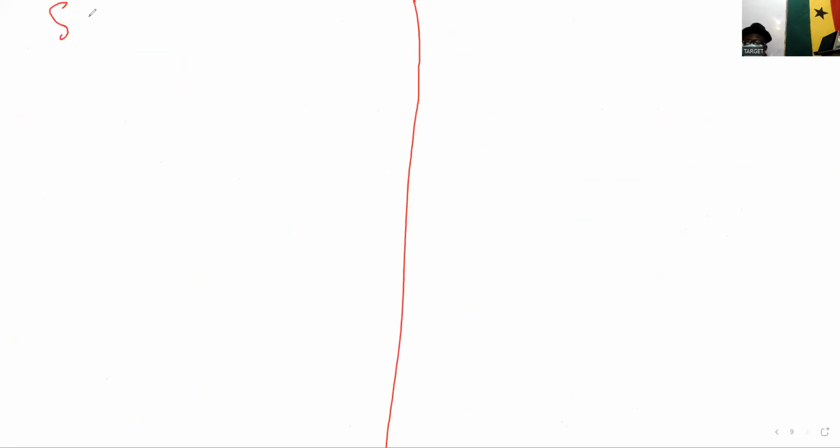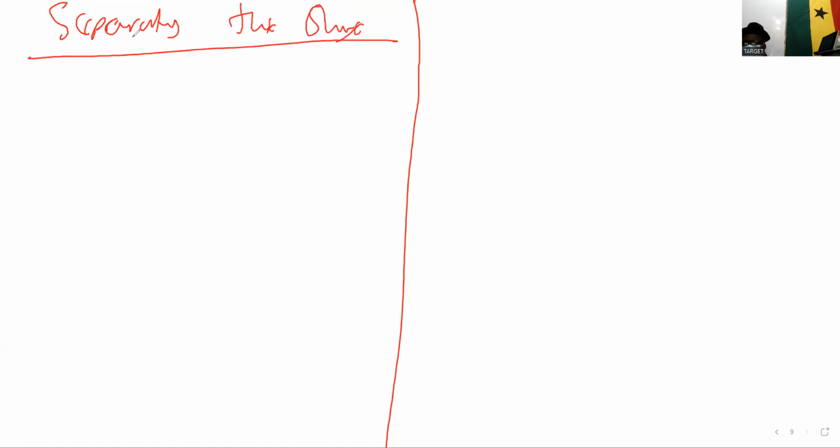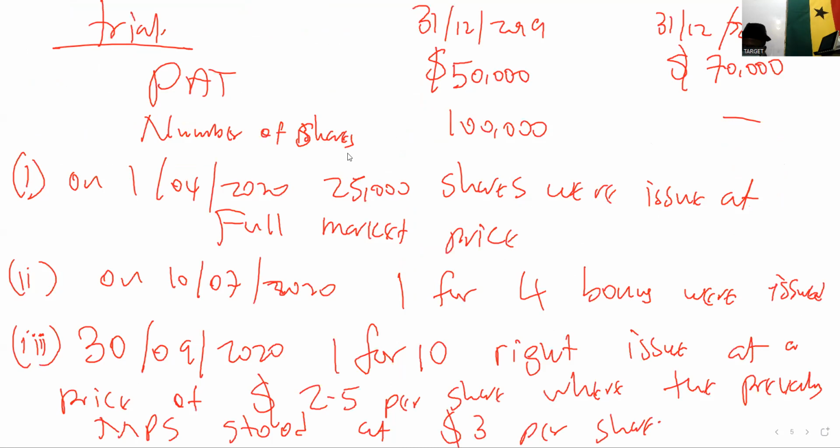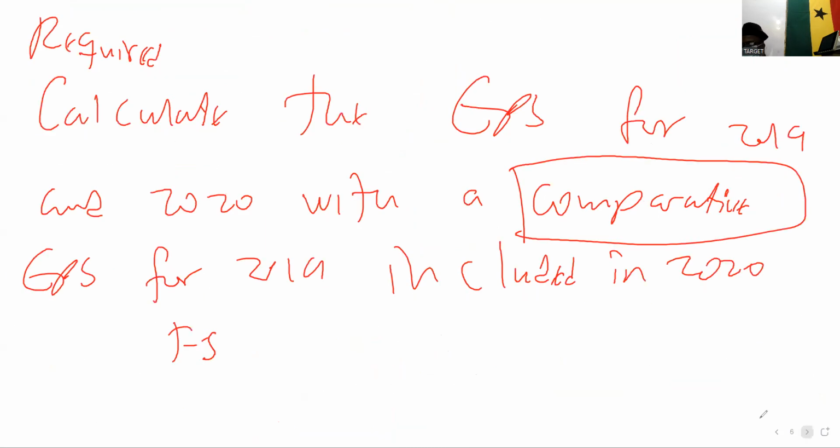So, steps in separating the shares. Step 1, we must find the total proceeds. It is equal to the number of shares times the share price. How many shares were issued? They say they issued shares 1 for 10, a 1 for 10 rights issue. So that would be 1 over 10 times the number of shares at that time.